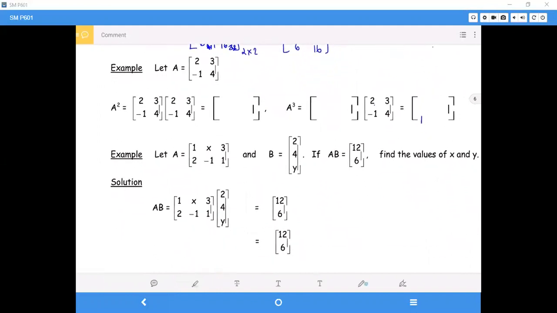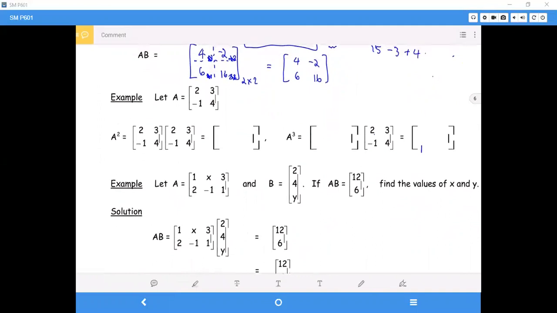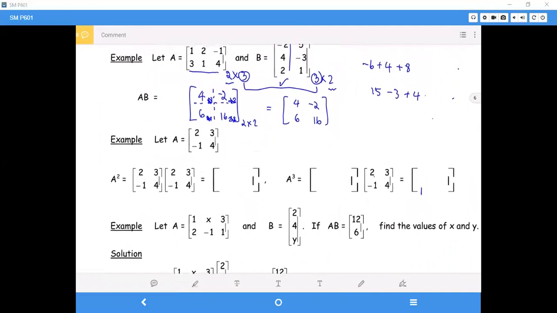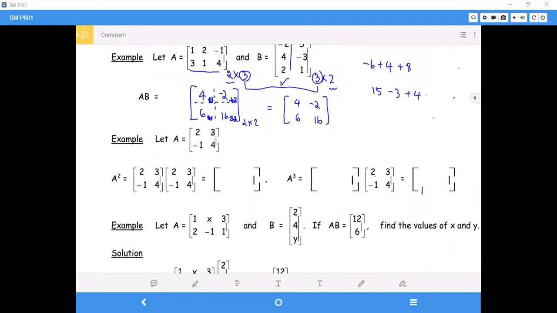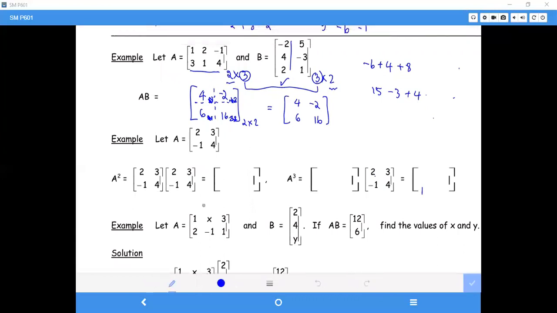Okay, next one. Oh my God, this one is not going to be easy. So how can we make it easy? A is 2, 3, -1, and 4, something like that. We want to find A square. This one has a dimension of 2 by 2, and this one has a dimension of 2 by 2.